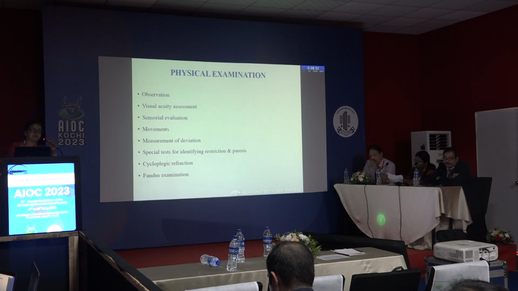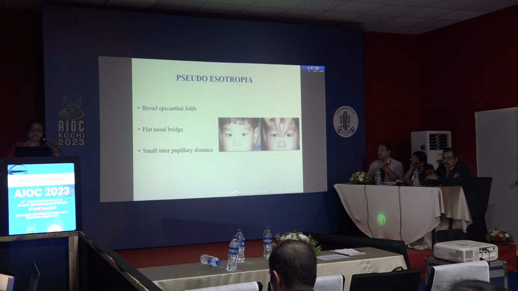Visual acuity estimation also is the next important test. Sensorial evaluation, movements of the eye, measurement of deviation, and then all the special tests which I'll be talking about, cycloplegic refraction, and definitely a fundus evaluation. Again, a story to share here. Maybe I'll talk later in the fundus examination. Let me share it now before I forget: a very healthy parent with a child, a chubby, beautiful child, came in with esotropia and then turned out to be retinoblastoma in one eye. So it's very important to have the fundus evaluation done in all your strabismus patients, a detailed fundus evaluation.